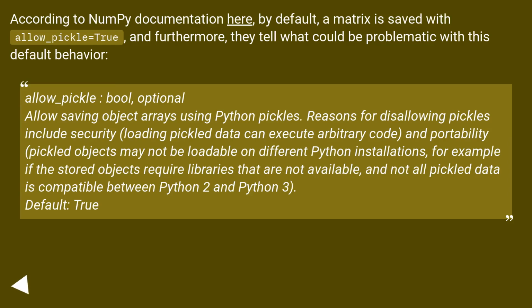According to NumPy documentation here, by default, the matrix is saved with allow_pickle=true, and furthermore, they tell what could be problematic with this default behavior. Allow_pickle (bool) optional. Allow saving object arrays using Python pickles. Reasons for disallowing pickles include security, loading pickle data can execute arbitrary code, and portability, pickled objects may not be loadable on different Python installations.